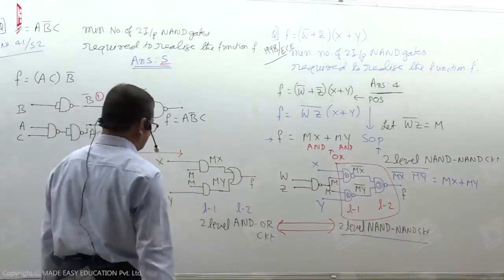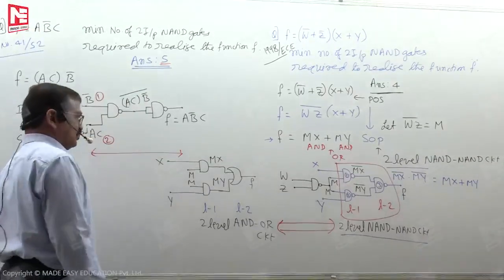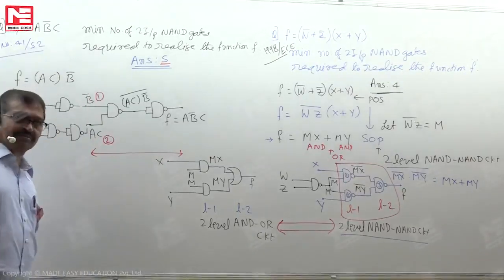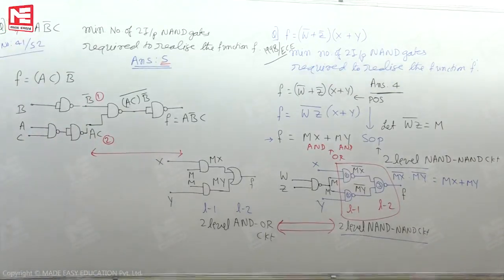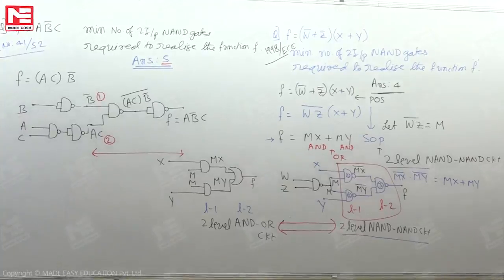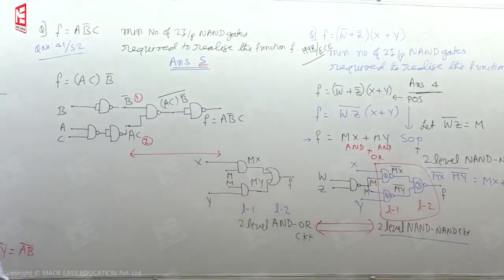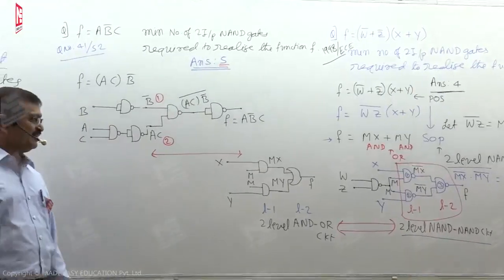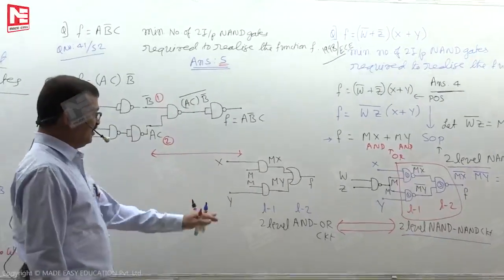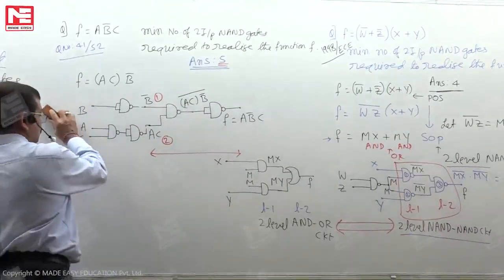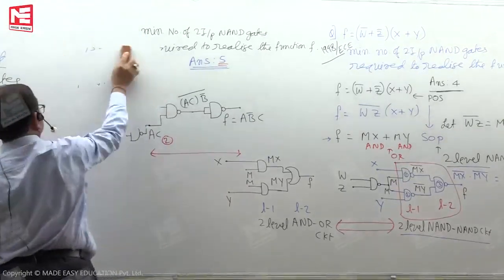Similar to this, we are going to discuss one more question. There, we'll try to understand that a two-level NOR is equivalent to a two-level OR-AND, or a two-level OR-AND can be replaced with a two-level NOR. That we'll understand while working on another question. So at this point, it is a conclusion. Let's move to the next question.